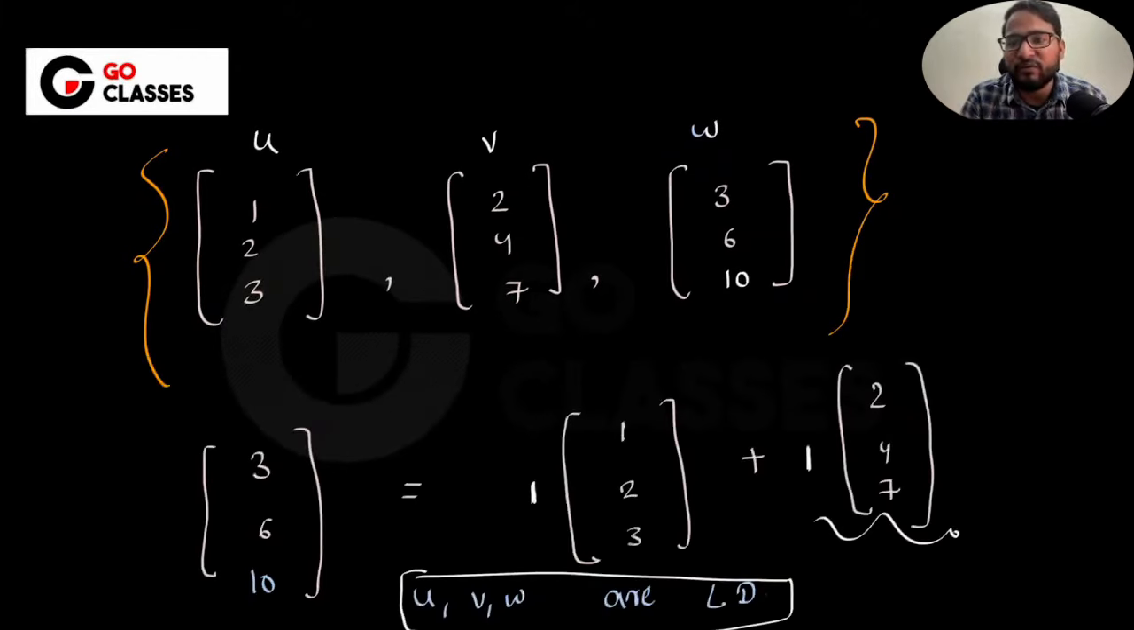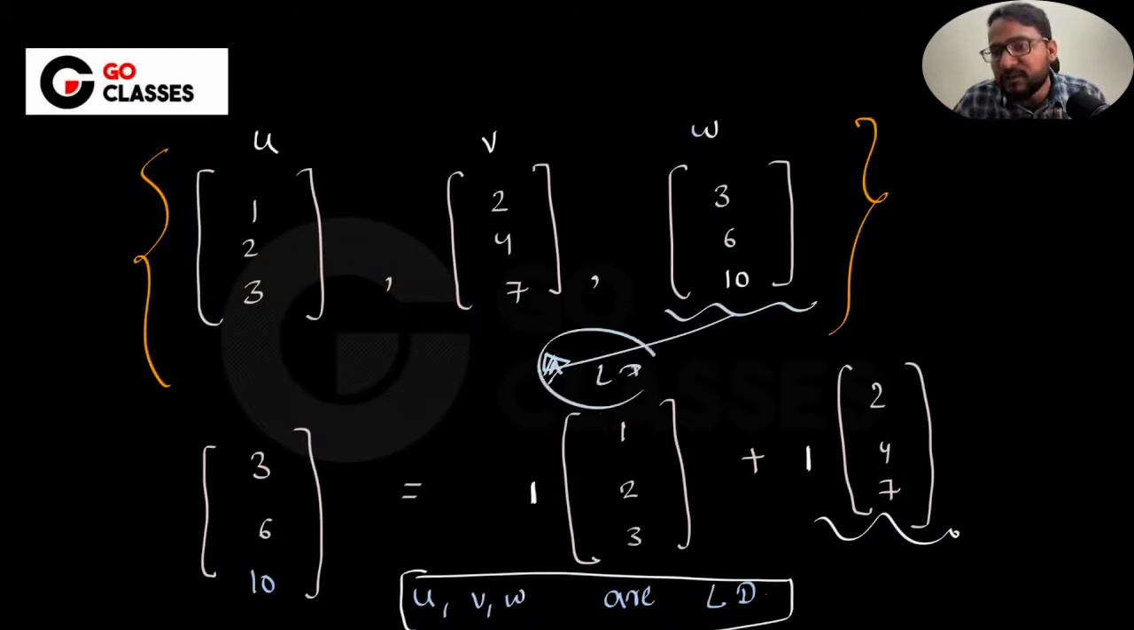You will just be checking whether one of the vectors, let's suppose 3, 6, 10, is a linear combination of the other vectors or not. Since you found that this vector is a summation of these two vectors, it can be represented as a linear combination of these two vectors. So can I say this vector is linearly dependent? Is it correct to say that this vector is linearly dependent, since it can be represented using a linear combination of these two vectors?